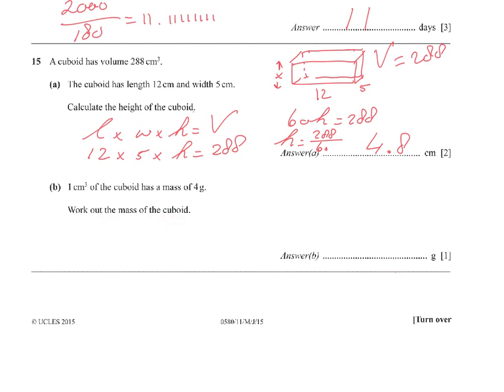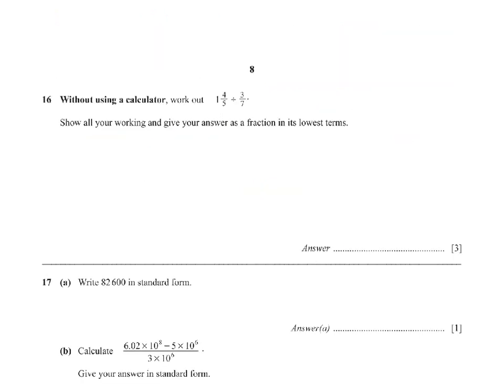1 centimeter cube of the cuboid has a mass of 4 grams. Work out the mass of the cuboid. Well, it has 288 centimeter cube, so you can do 288 times 4, and if you work it out in your calculator, you have 1,152 grams. Fantastic. Let's go to the next page.